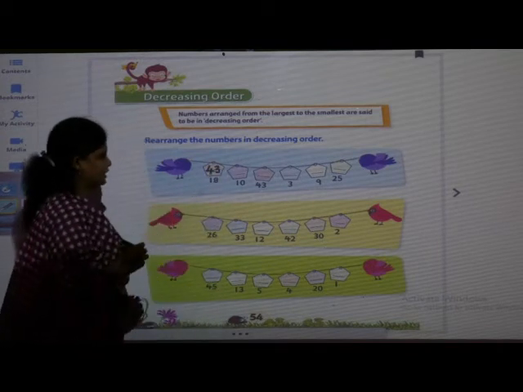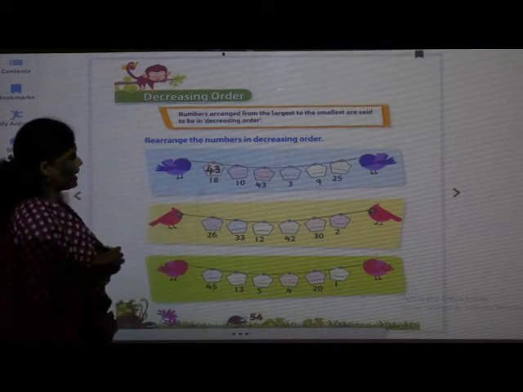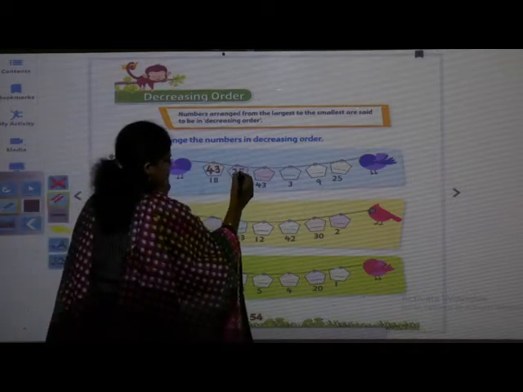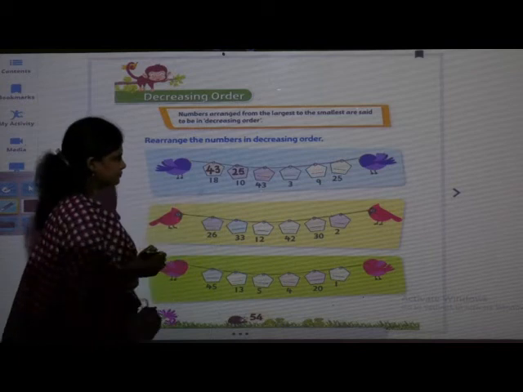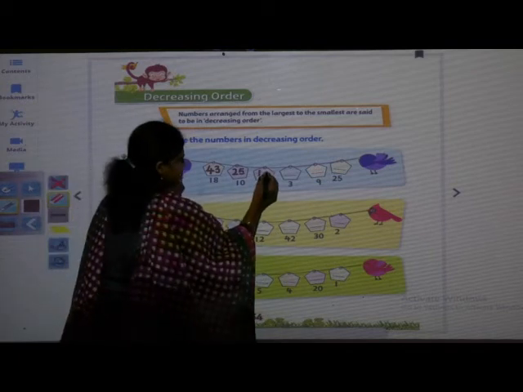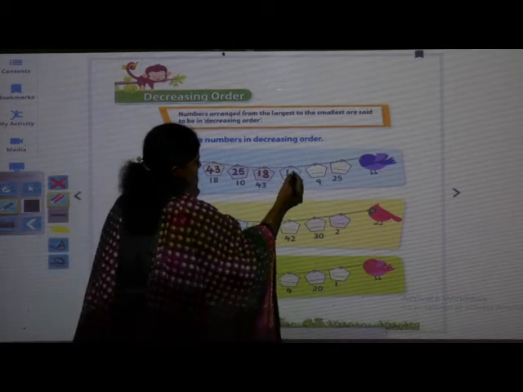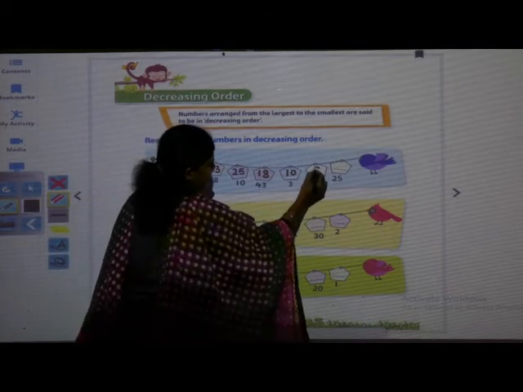43. Yes. Now later on 25. Then next 18. Then 10. Then 9.